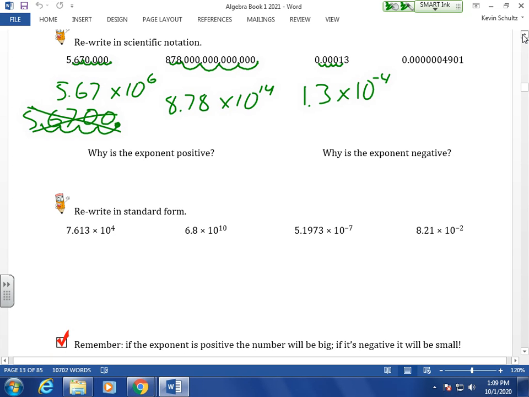The last one here, we're going to put the decimal between the 4 and the 9. To get there, 1, 2, 3, 4, 5, 6, 7. So 4.901 times 10 to the negative 7th. So you should see a definite difference here, Sebastian.